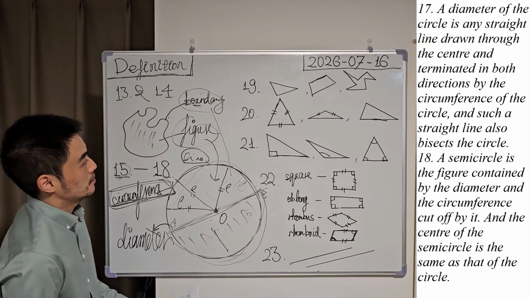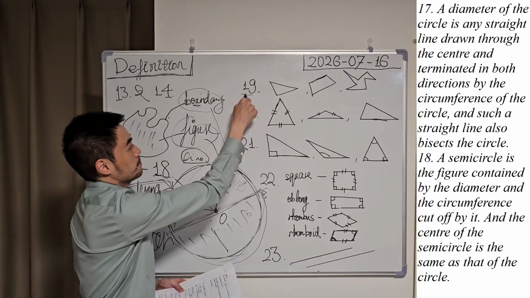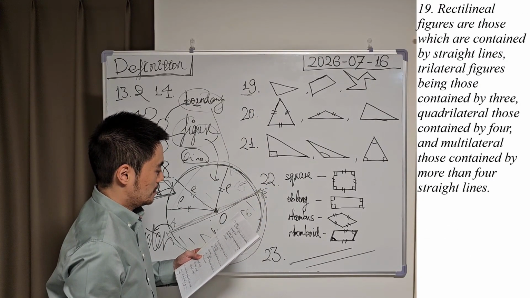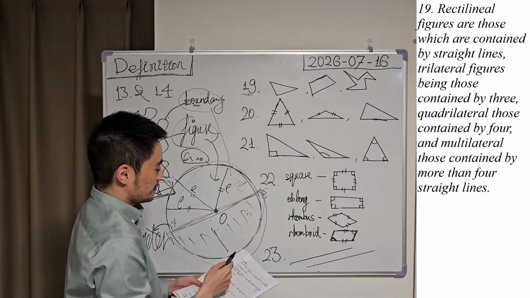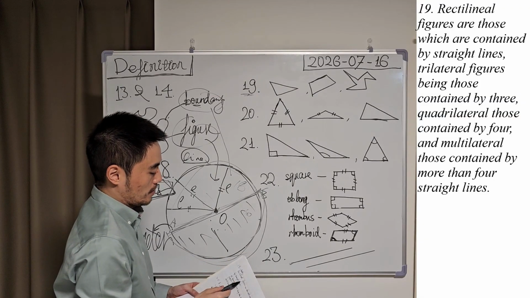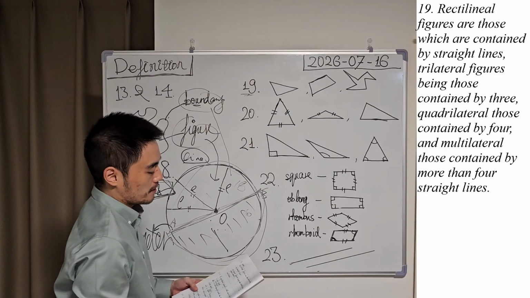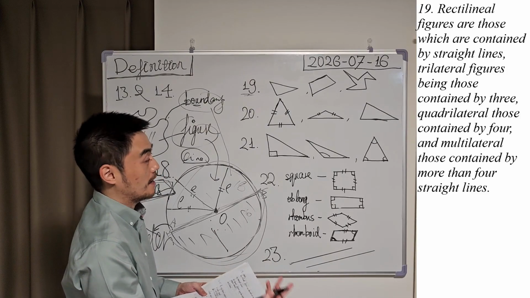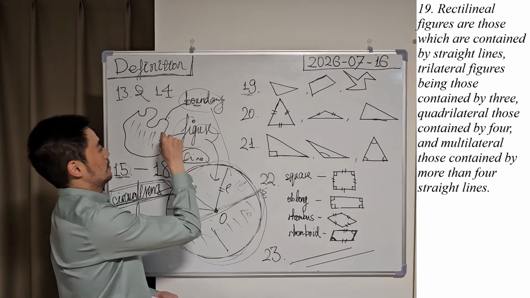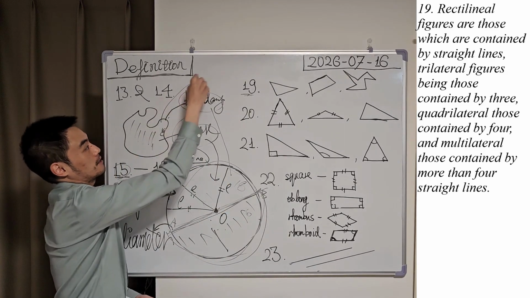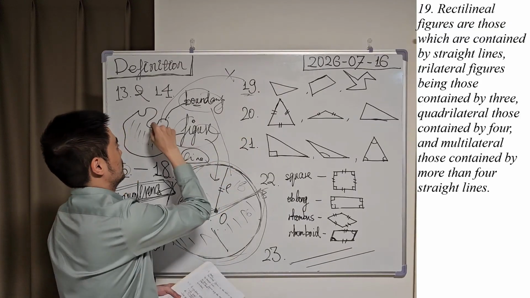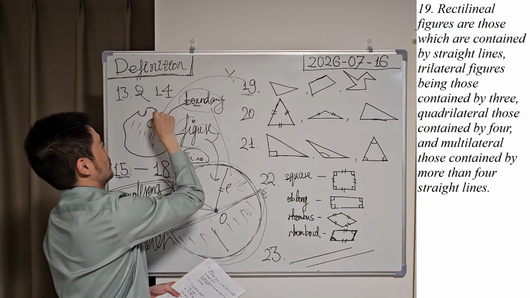Let's move to definition 19. Okay, definition 19 is talking about rectilinear figures. The rectilinear figures are those which are contained by straight lines. Remember, straight. So this is absolutely not a rectilinear figure because it contains a curved boundary.